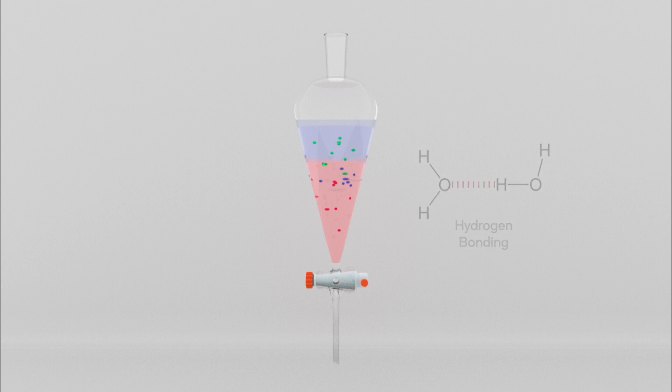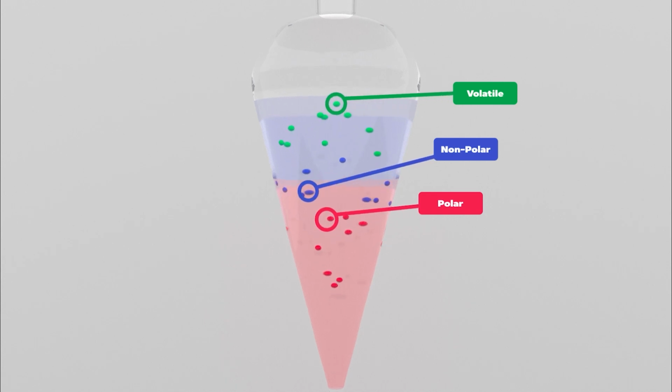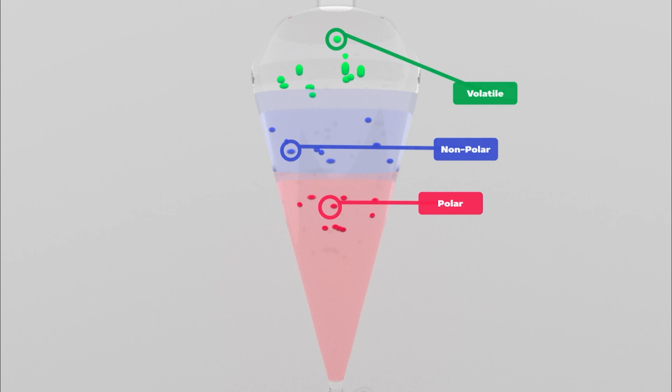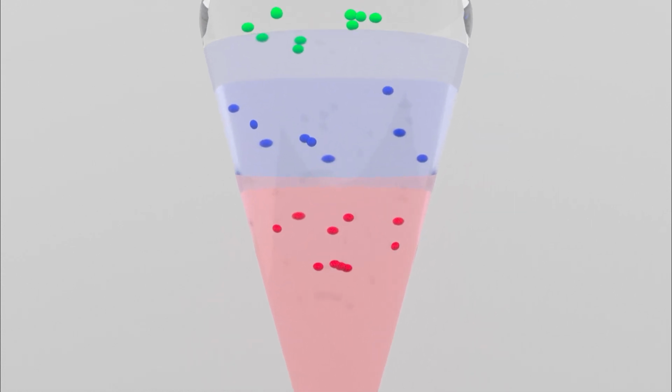If we pour a randomly mixed solution of polar, nonpolar, and volatile compounds into the separatory funnel, they will gradually separate. The polar compounds will go to the polar solvent, the nonpolar compounds to the nonpolar solvent, and the volatile compounds to the airspace at the top.